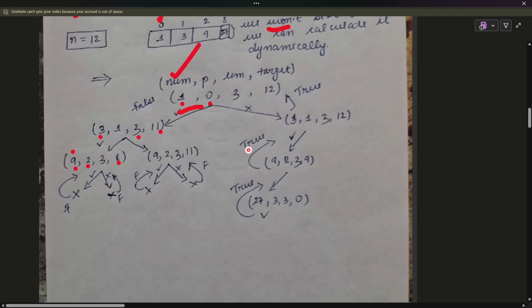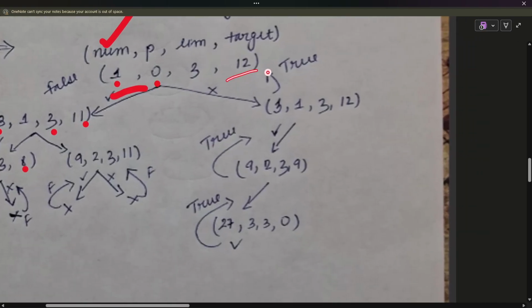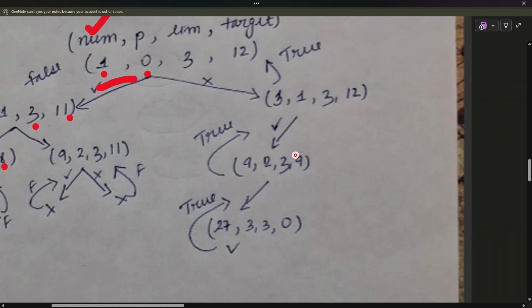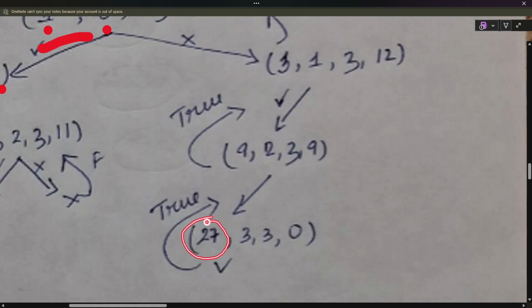Now suppose we didn't pick it, what will happen? We come here, this becomes 12, this becomes 3. 3 raised to the power 1 is 3. Now we start picking it, 12 minus 3 becomes 9, and this also increases. 3 raised to the power 2 is 9.